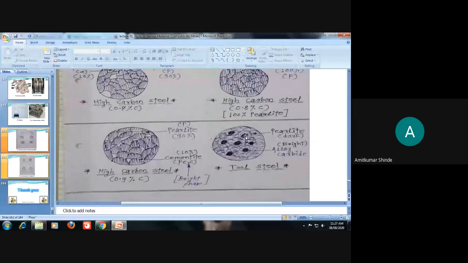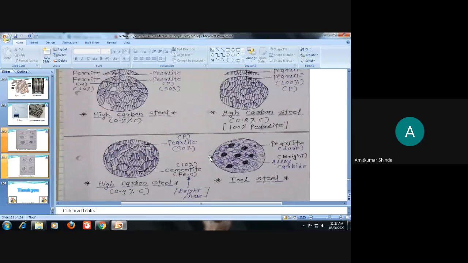It may be chromium carbide, or it may be other carbides which are formed by vanadium, molybdenum, whichever alloying elements you have added in that tool steel. Depending on that, carbides will be there. Sometimes they may ask you the microstructure of tool steel. Just draw one circle in that dark phase pearlite, and show some bright spots, and that will be termed as the alloy carbides bright spots. Okay, bright spots are there.